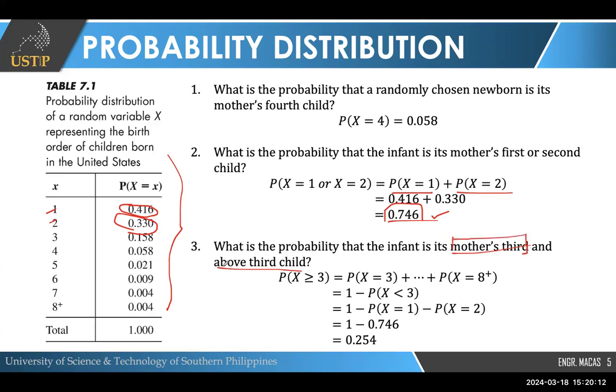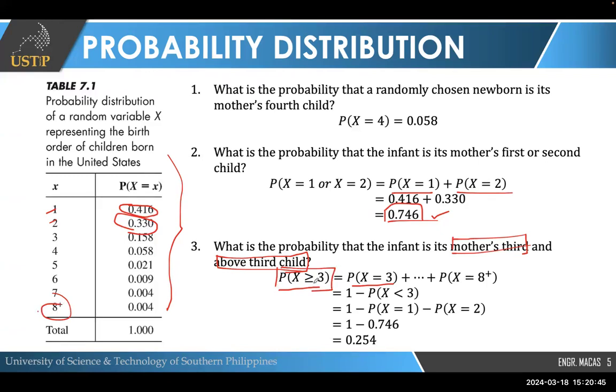Mother's third and above third child. So you look at the probability that she is a third born, and you add to it the probability of the fourth, fifth, and so on. So basically greater than 3. So this changes the notation of P. Okay, instead of x is equal to 3, we can use greater than or equal to 3. Basically, you're getting the probability of x is equal to 3 plus the probability of x is equal to 4 and so on until your last, 8 plus.